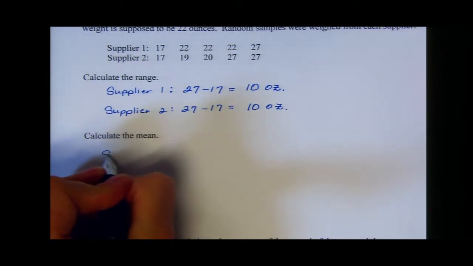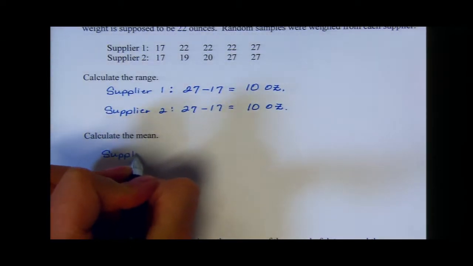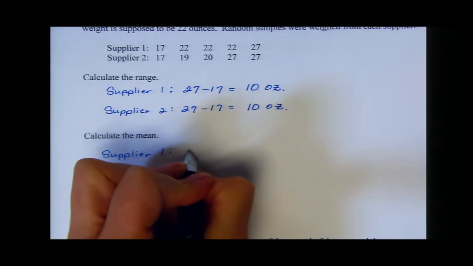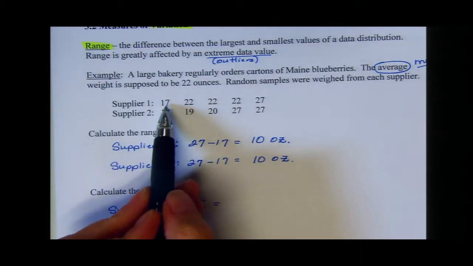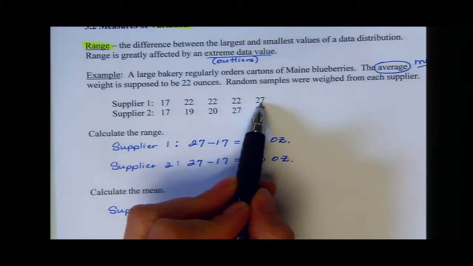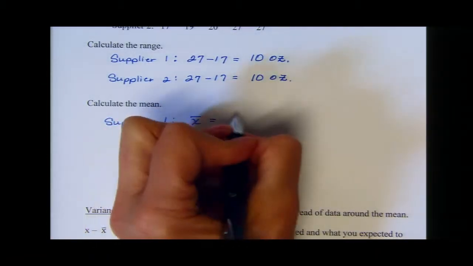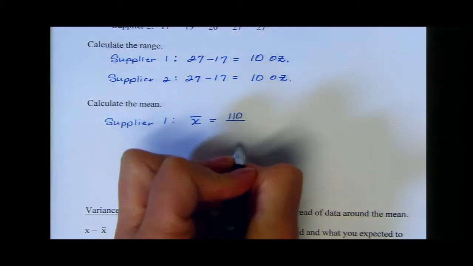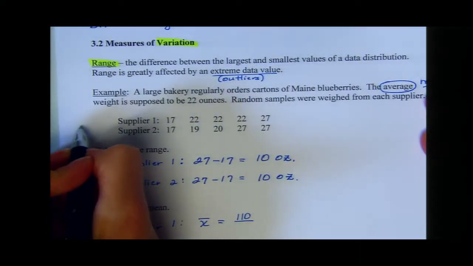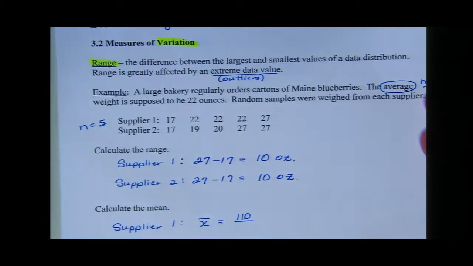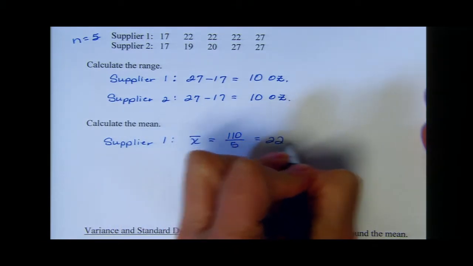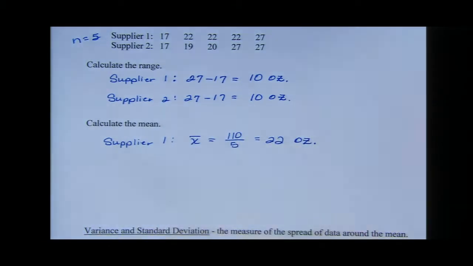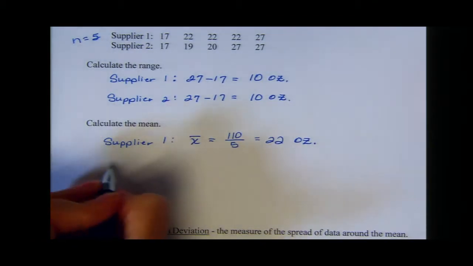So for supplier 1, we're going to calculate the sample statistic mean, or X bar. So you would add up 17, 22, 22, 22, and 27. You add all of those up and you get 110. And there are 5 numbers, so for both of these, n equals 5. And so I'm going to divide by 5, which gives me 22 ounces. So that's what it was supposed to be. So supplier 1 is holding true to their word.